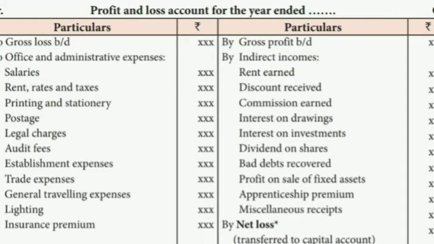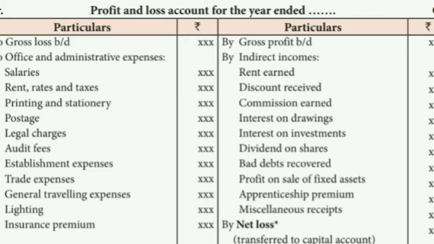Hi guys, let's have the format of profit and loss account. Same as trading account, profit and loss account is also nominal account in nature. Left side carries all the indirect expenditures and right side carries all the indirect incomes. Let us discuss one by one. Office and administrative expenditure. These are all the basic office expenditure like salary, rent, printing and stationery, courier charges, legal charges, some stamp duties and all.